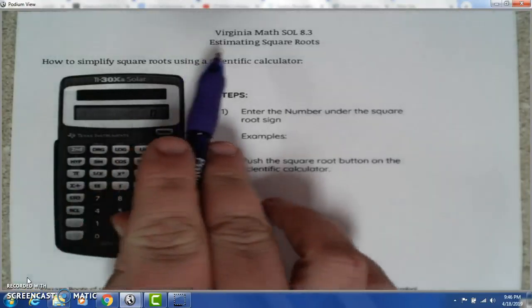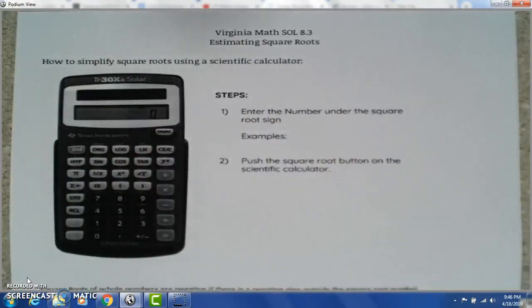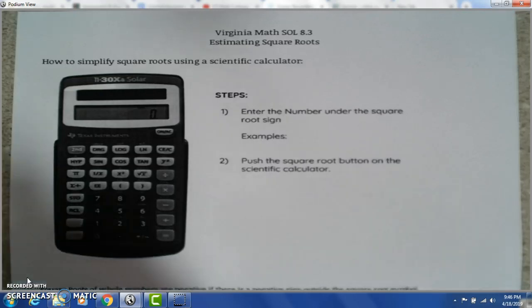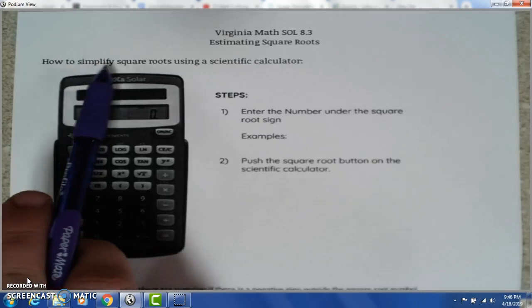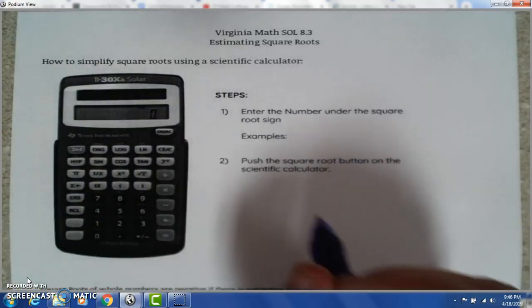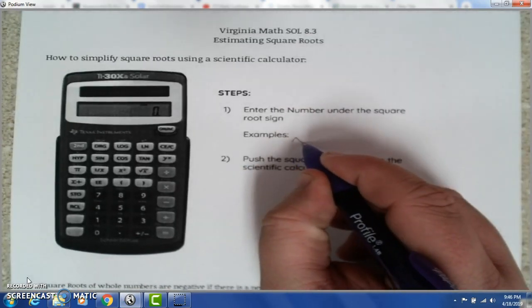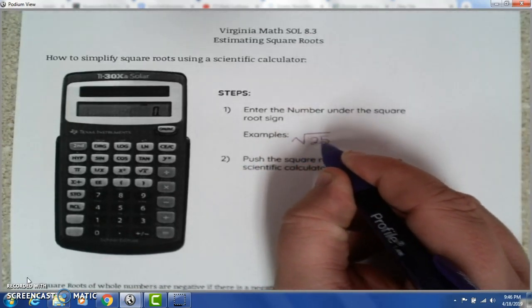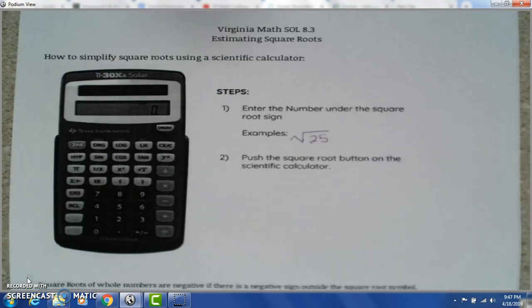Today we're going to be looking at Virginia Math SOL 8.3, Estimating Square Roots. And so our first task is how to simplify square roots using a scientific calculator. So let's suppose that we had the square root of 25. Well, I know that's 5, but what if you didn't know it's 5?